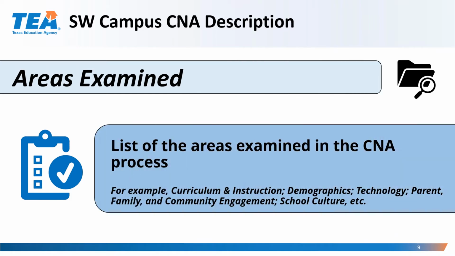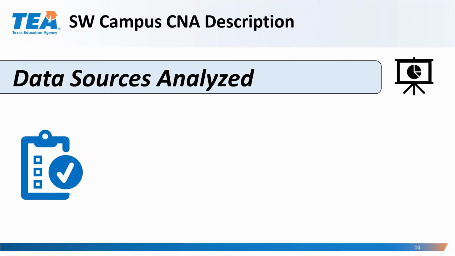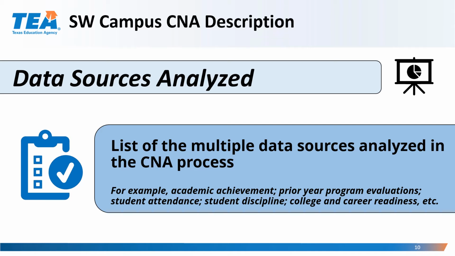Areas examined refers to a list of areas examined in the CNA process. For example, curriculum instruction, demographics, technology, parent, family, and community engagement, school culture, etc. Data sources analyzed refers to a list of the multiple data sources that were analyzed as part of the CNA process. For example, academic achievement, prior year program evaluations, student attendance, student discipline, college and career readiness, etc.